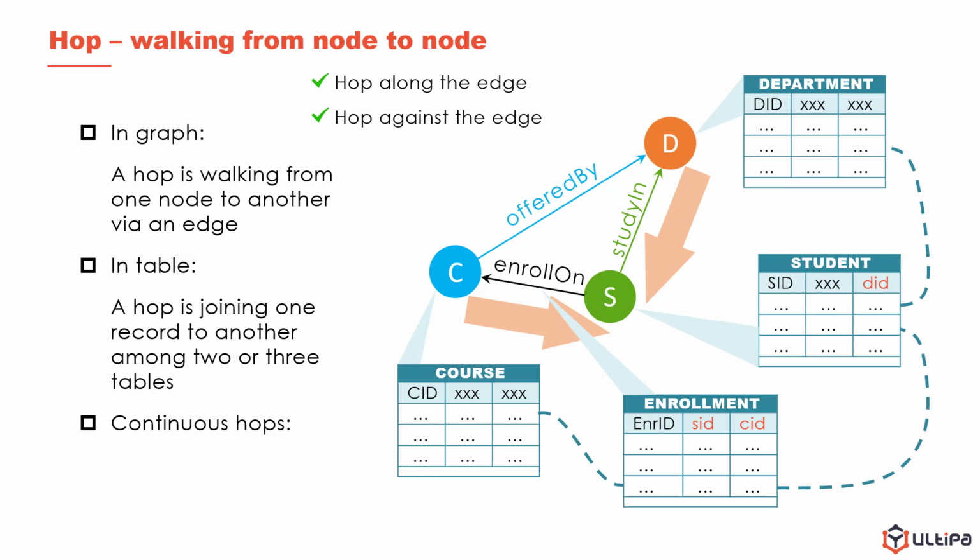Keep hopping on a graph, which is walking from node to node continuously without rewalking the same edge. The series of nodes and edges that have been walked form the paths.